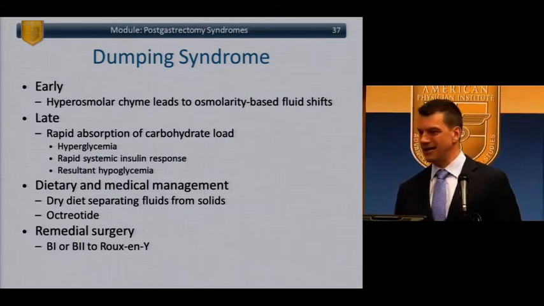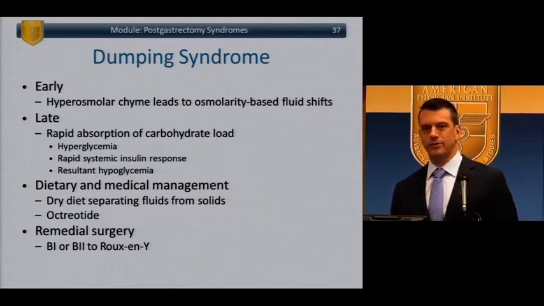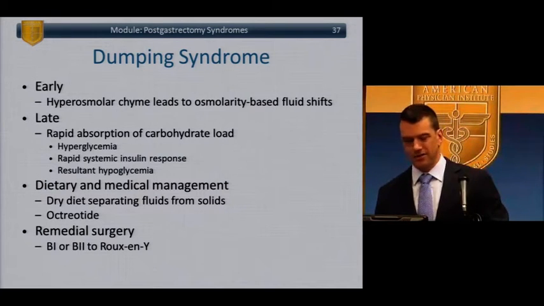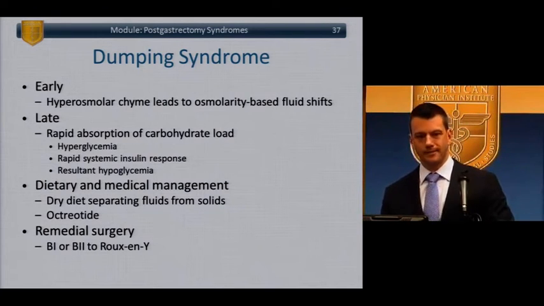This can be dealt with by dietary and medical management. For the most part, separating food and liquids and eating small, dry meals can help. Octreotide may be helpful. And then you may need to convert whichever surgery you started with the first time to a Roux-en-Y procedure.